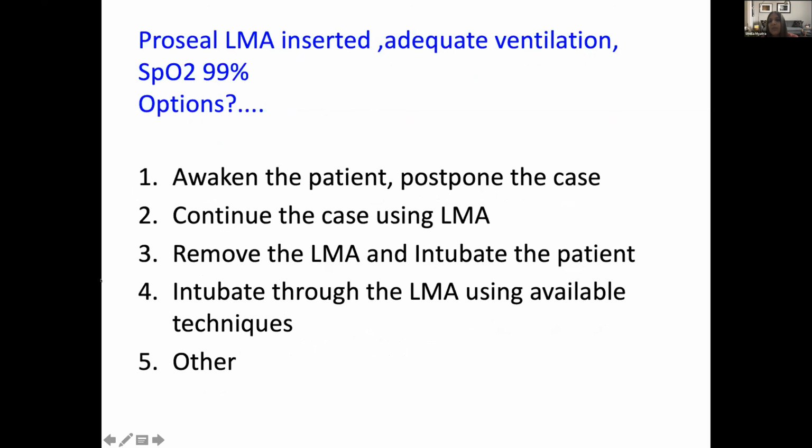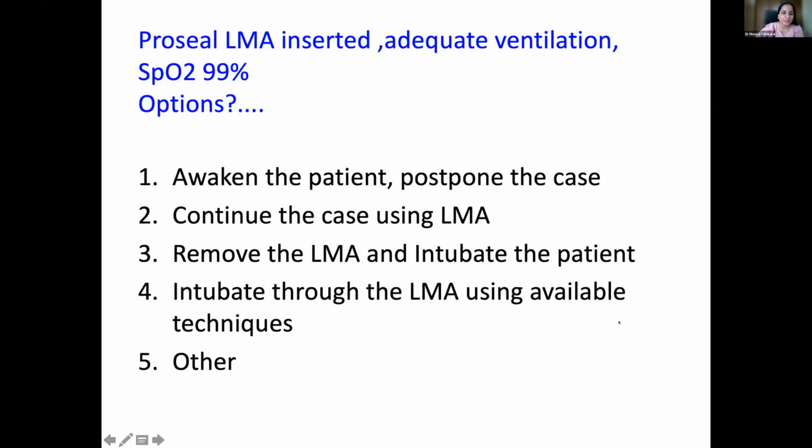Now, a ProSeal LMA was inserted, adequate ventilation, patient saturation comes up. Okay, saturation has come up. Now, what is my option? I awaken the patient, postpone this case, okay? Or I continue using the supraglottic airway device. Third option is remove the supraglottic airway device, and my senior has come saying, now try to intubate this patient. Remember, you never did a laryngoscopy, okay? So you don't know what the laryngoscopic view has been like, right? Or intubate through the supraglottic airway device using available techniques, or something else.